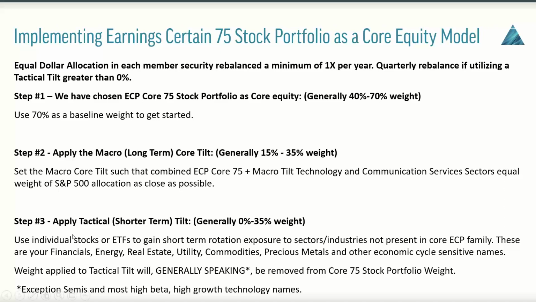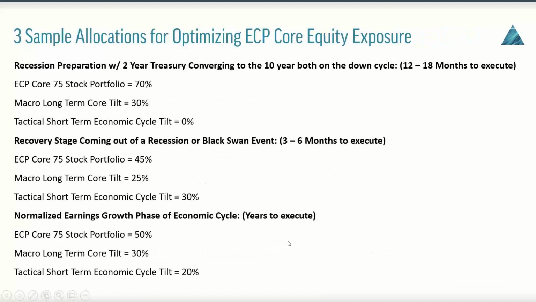And then step 3 here, depending upon where we're at in the economic cycle, those weights will generally be anywhere between 0 and 35%. You're going to literally tilt into those financials, those energy, those real estate names, and you're going to use the offsetting weight from core. And in some cases, if you're getting into semiconductors or additional tech names, then you'd want to take a little bit of a tilt out of the macro. But at any rate, it's very, very easy to move in between that.